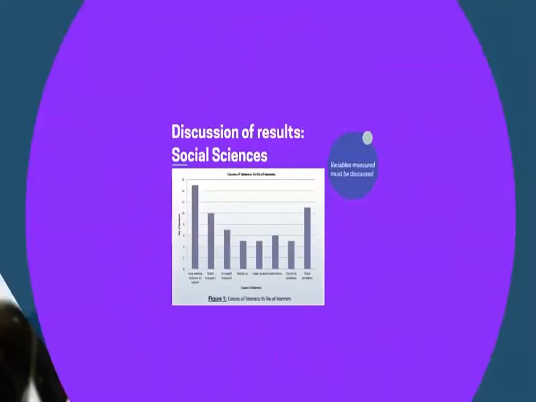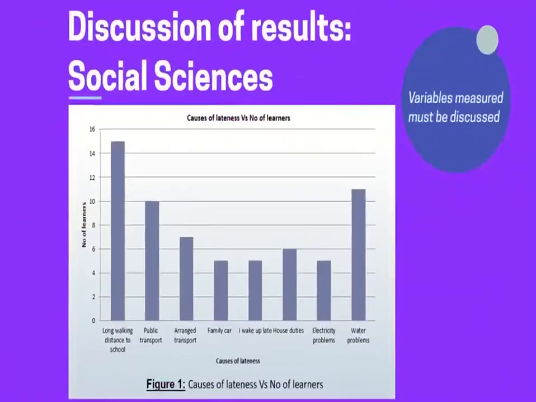In a social sciences study, the researcher attempted to establish the reasons why learners arrived late at school. This was a mixed method study using a quantitative and qualitative approach. The quantitative data from the questionnaires was presented as a graph. When discussing the reasons for late coming, we found that 15 learners are late for school because of the long distances that they walk.